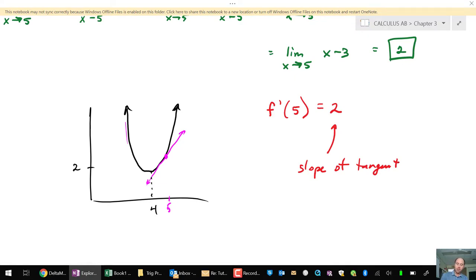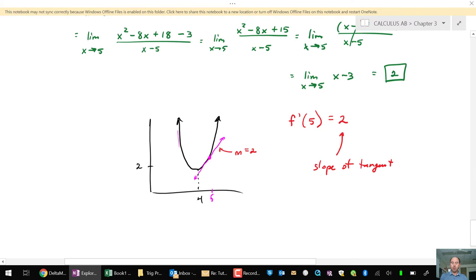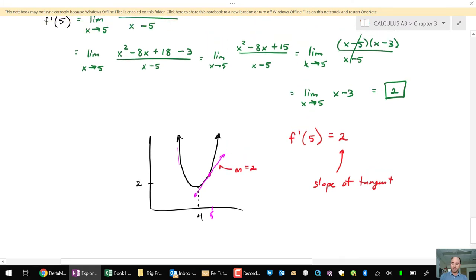Here's a quick sketch of the function. About right there would be 5 comma f of 5, and there's my tangent line, and it certainly appears to have a positive slope. And I know from my math that the slope is exactly 2 because my derivative at x equals 5 is equal to 2. So that's the formal definition of the derivative at a point and how we would apply it in a series of examples.